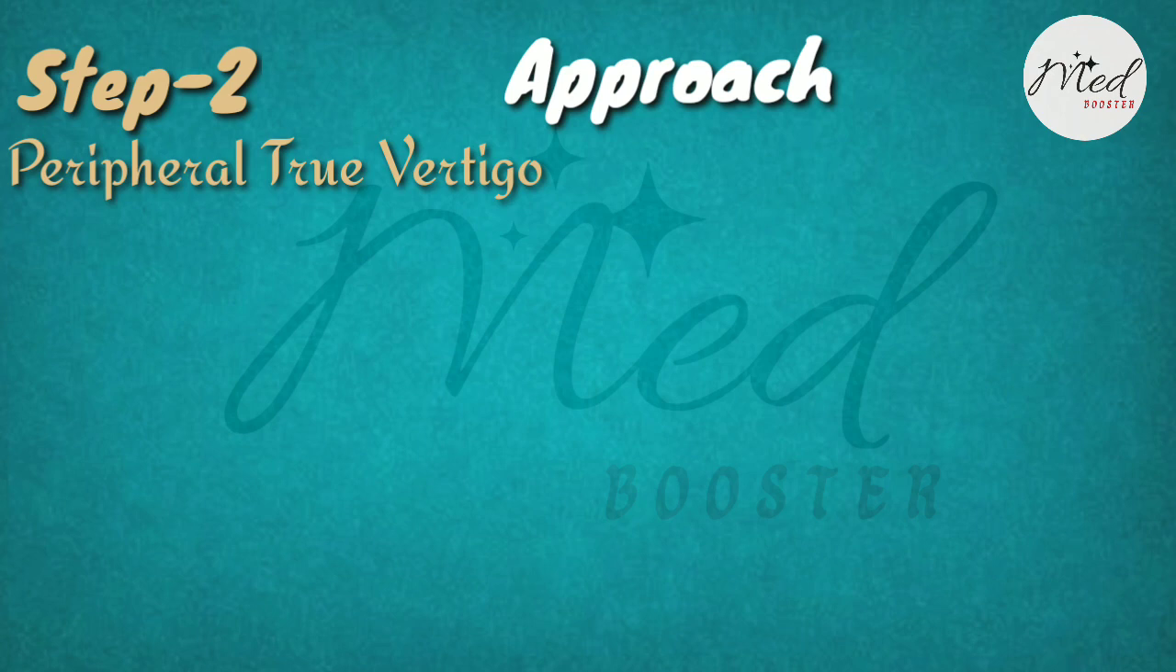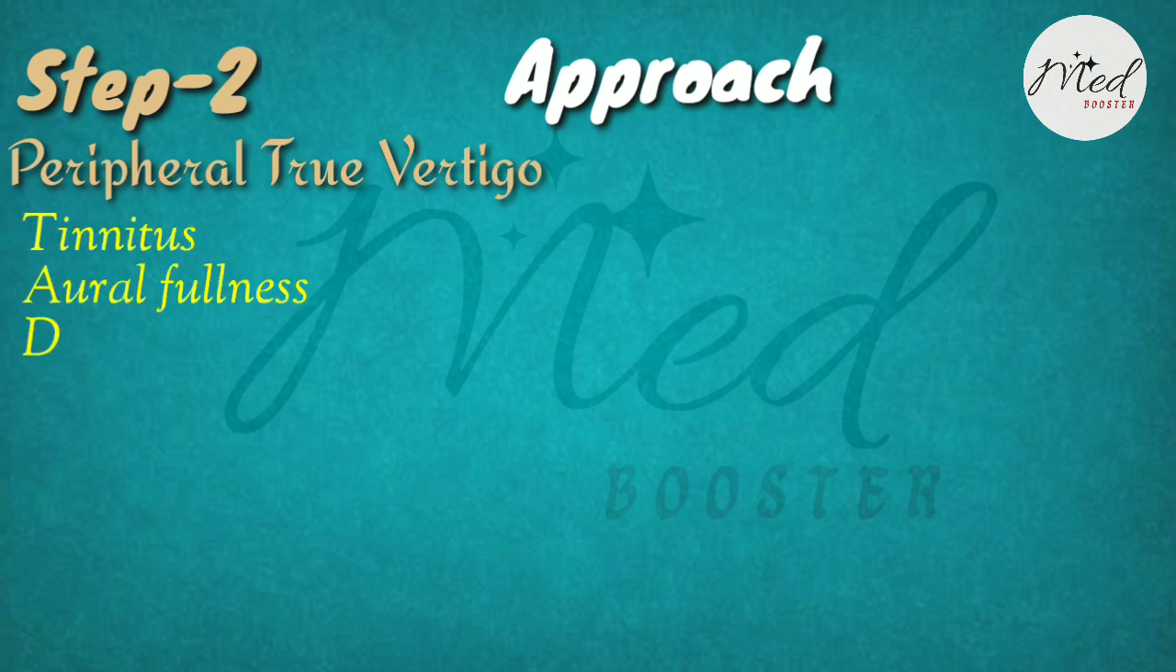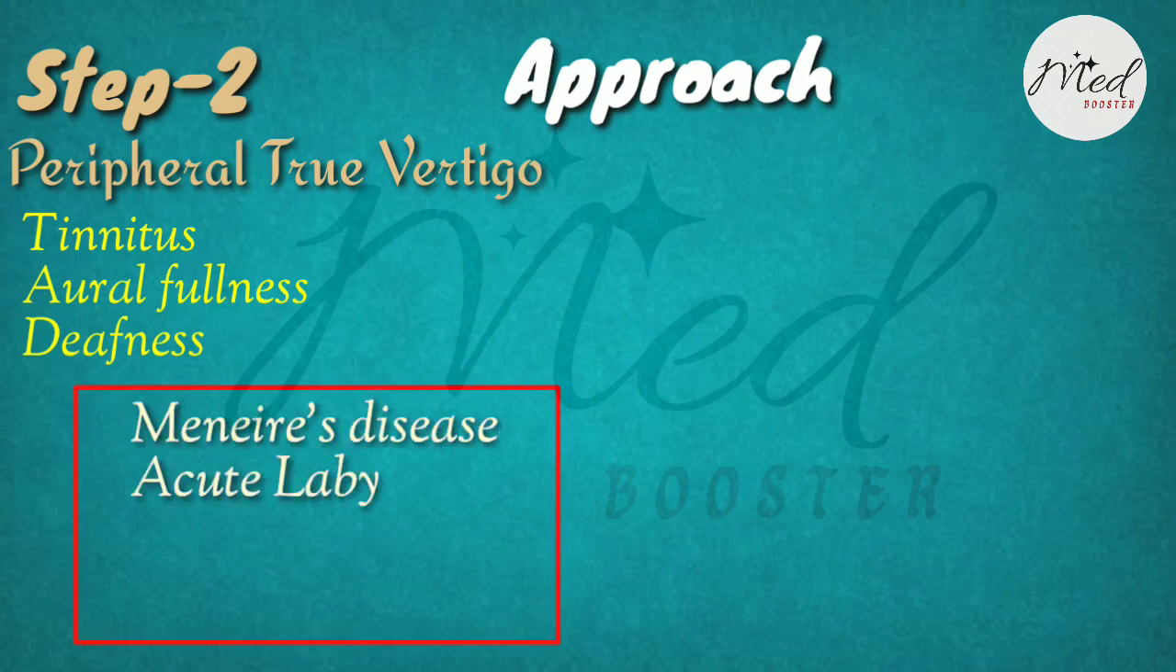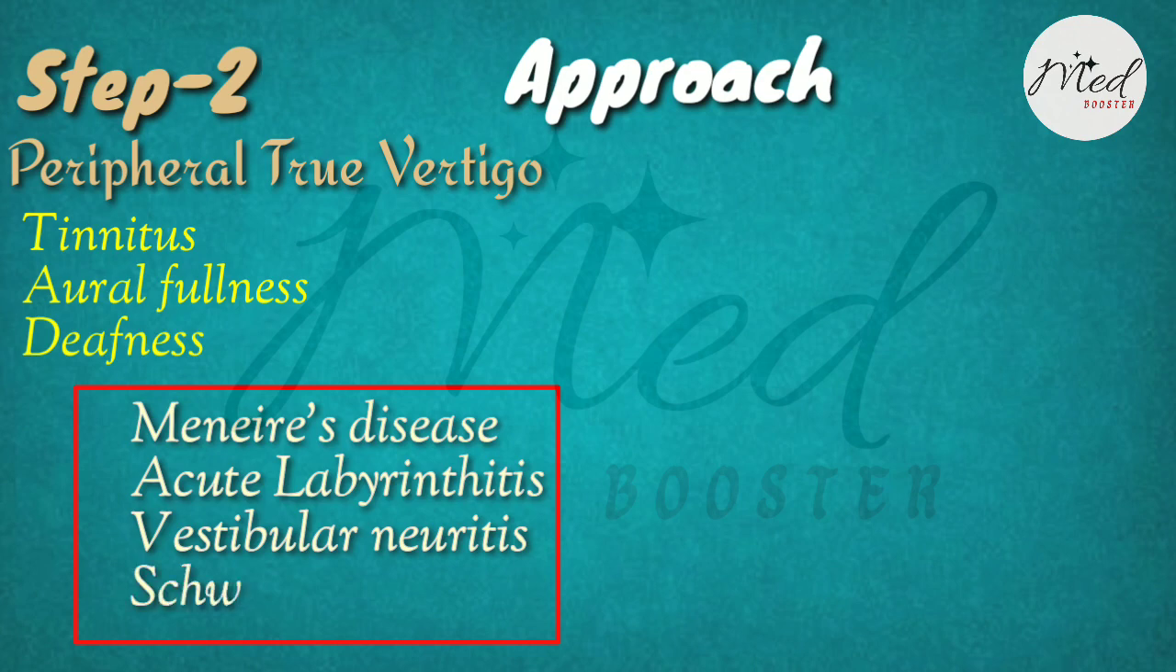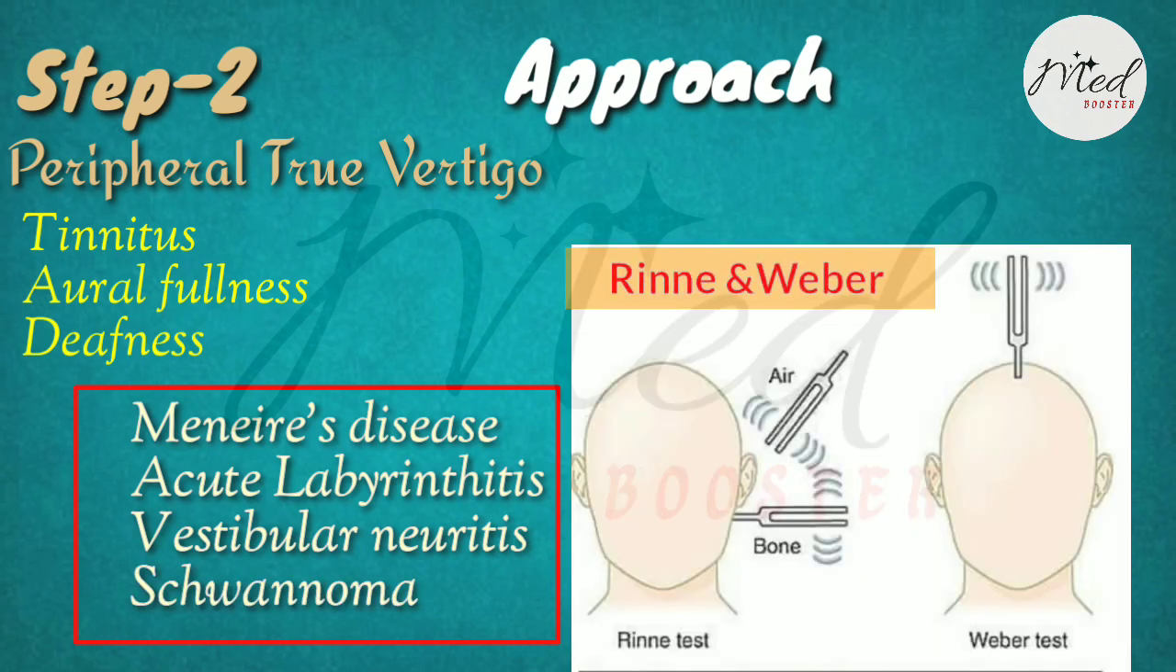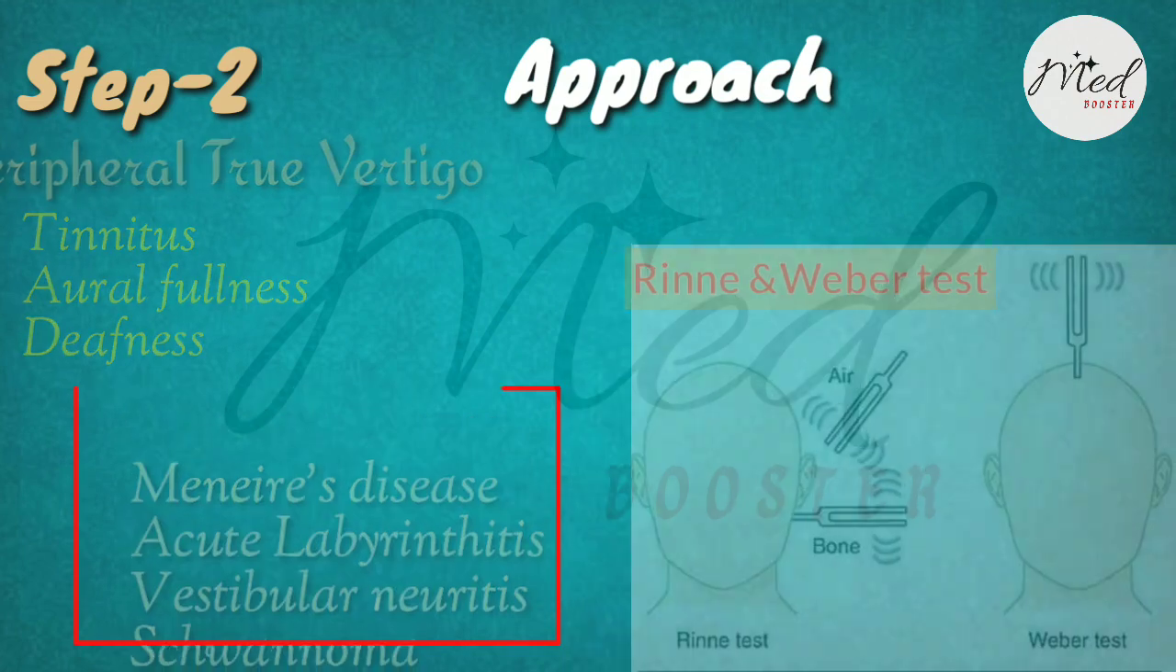If the answer is no, ask the patient about any tinnitus, aural fullness, deafness for Meniere's disease, acute labyrinthitis, vestibular neuritis, and schwannoma, and do the Rinne and Weber tests.